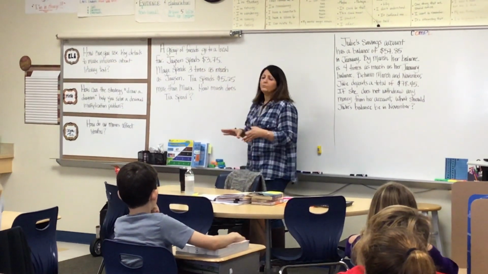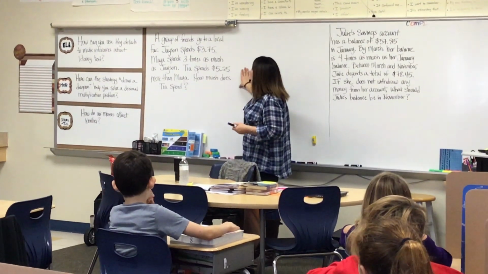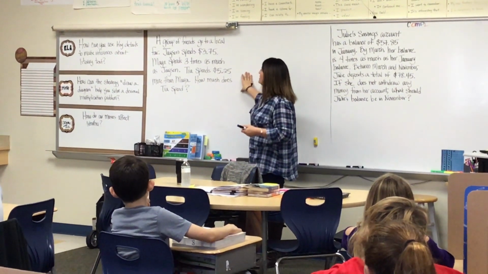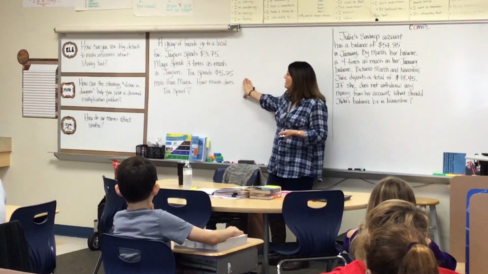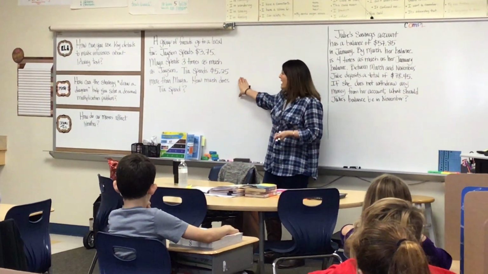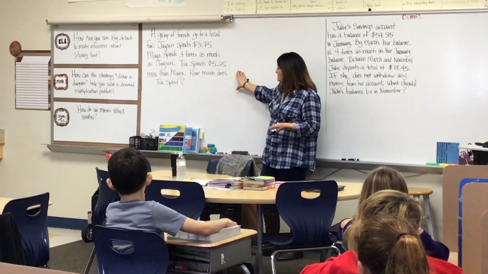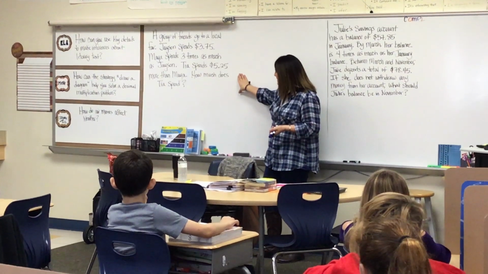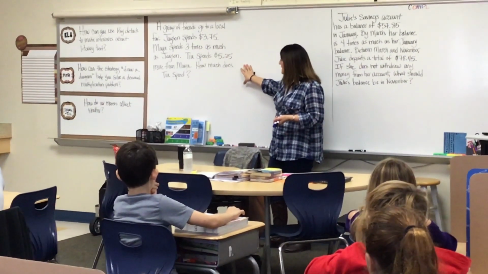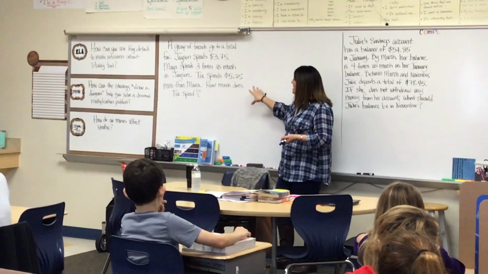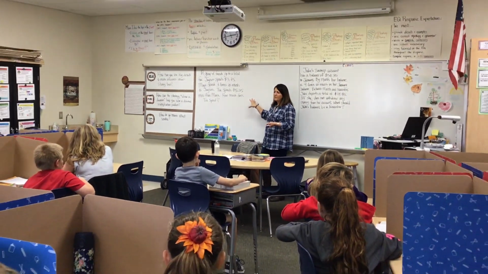The first word problem we're going to do together says, a group of friends go to a local fair. Jason spends $3.75. Maya spends 3 times as much as Jason. Tia spends $5.25 more than Maya. How much does Tia spend?